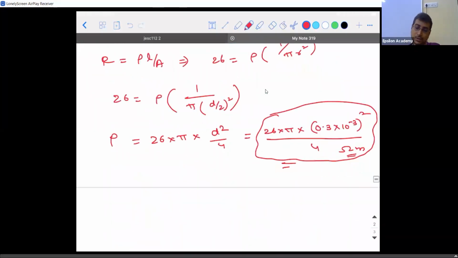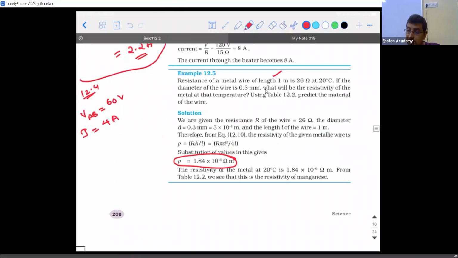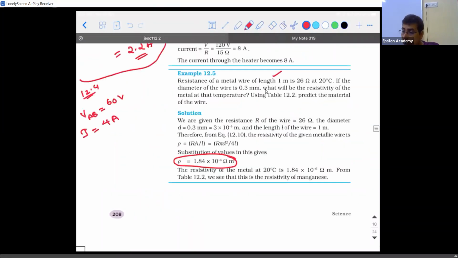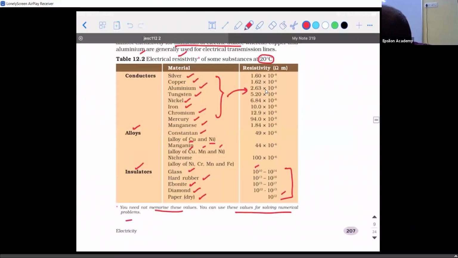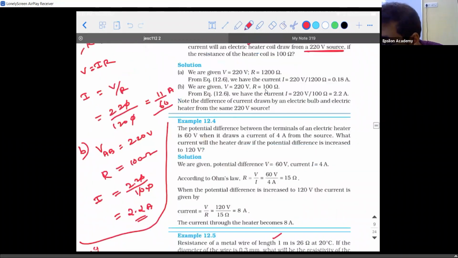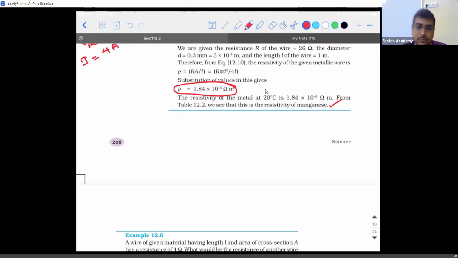Okay. So the resistivity came out as 1.84 into 10 power minus 6 ohm meter. Now we will go and look at the table. 1.86 into 10 power minus 6. So this is the material. So the material is manganese. Got it? Yes, sir.